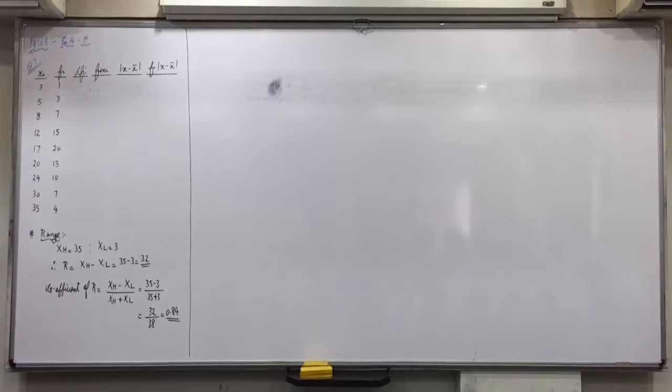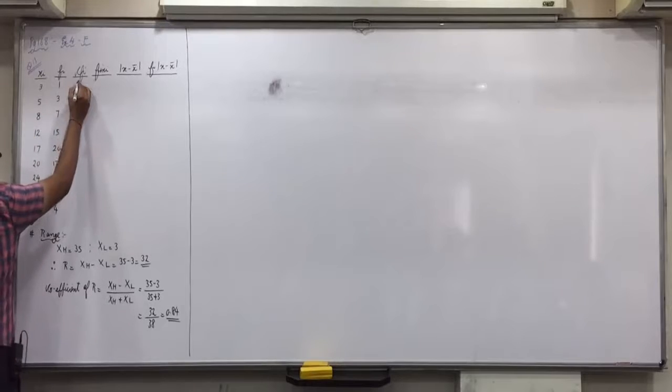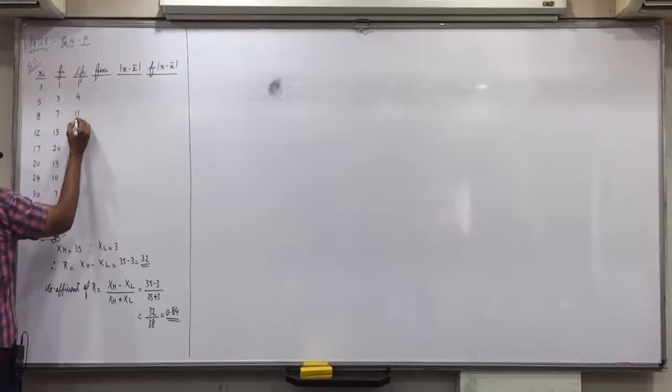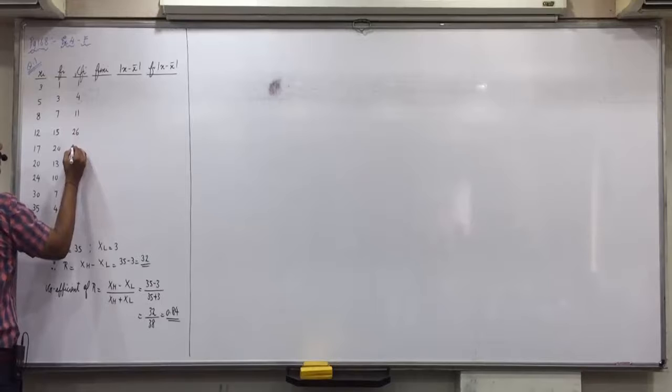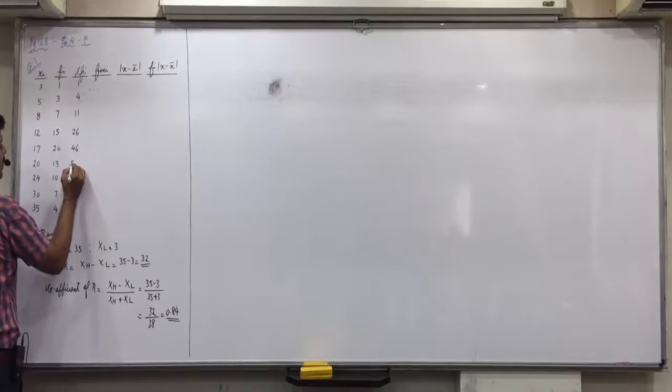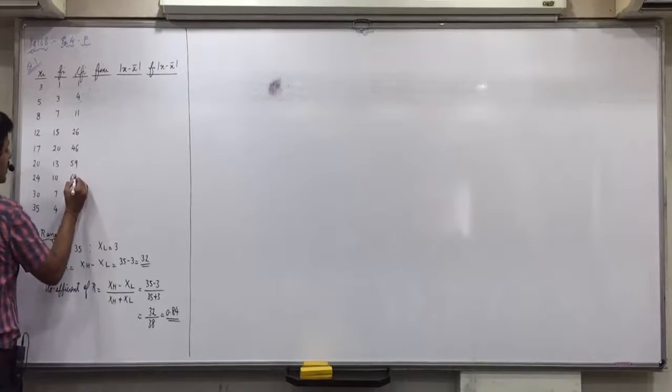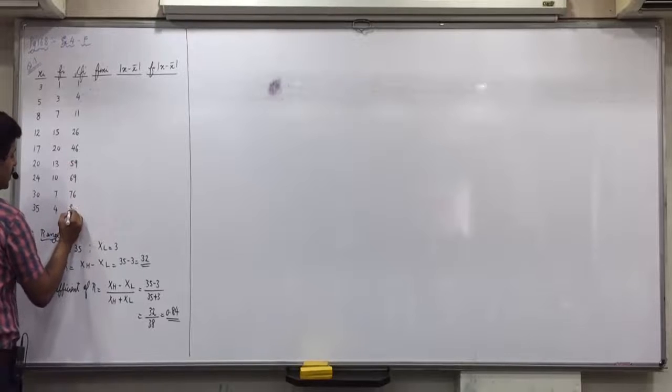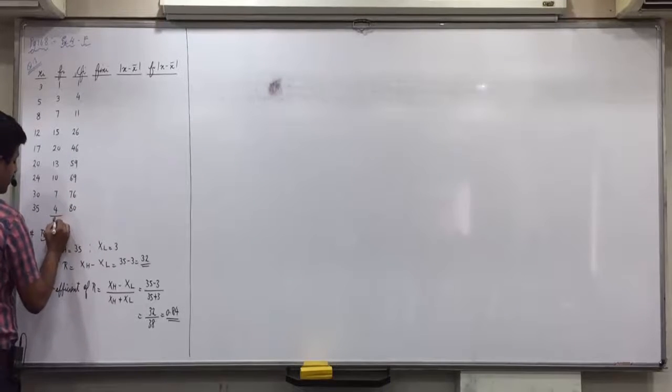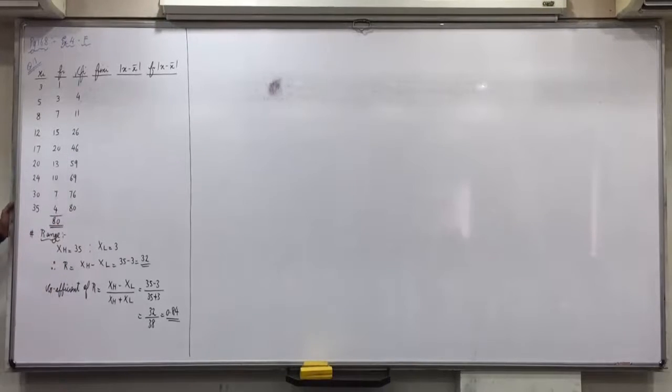Now next we have to find quartile deviation. For quartile deviation we require quartiles. For quartiles we require CFI. So 1 plus 3, 4 plus 7, 11 plus 15, 26 plus 20, 46 plus 13, 59 plus 10, 69 plus 7, 76 plus 4, 80. Any confusions in this? Did you all write the CFIs?